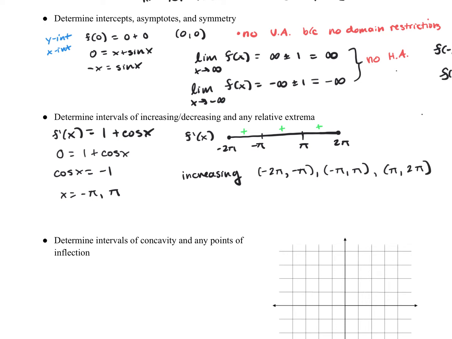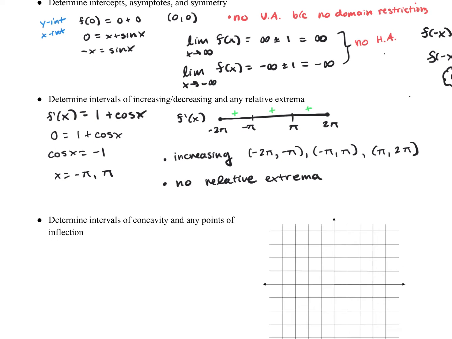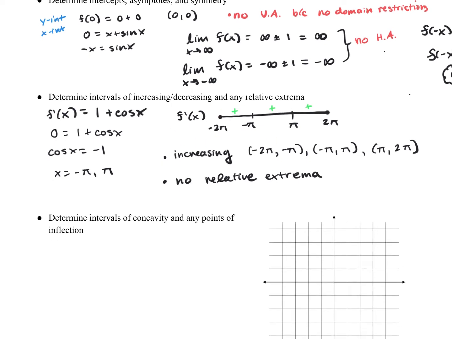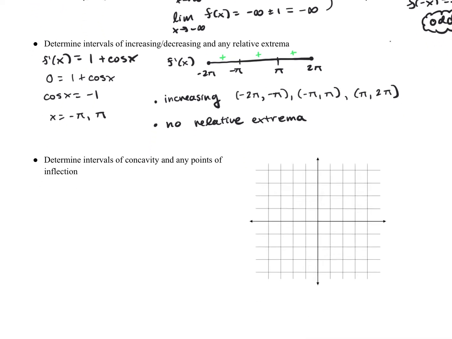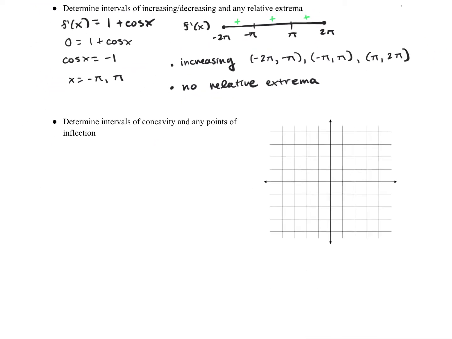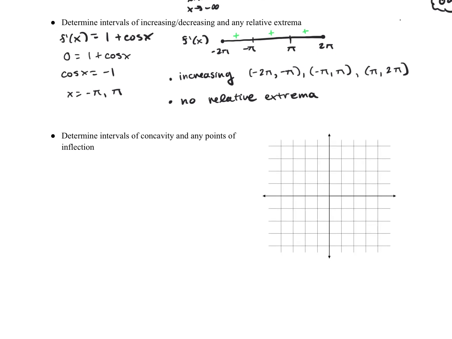And we can also see that since our first derivative is never changing signs, it's never changing from positive to negative or vice versa, we can also state that there are no relative extrema, there's no relative mins or maxes. So that is what we are able to determine from our first derivative. So now we're going to move down to our last portion where we're going to work with our second derivative, which will tell us intervals of concavity and our points of inflection. So let's start with our second derivative.